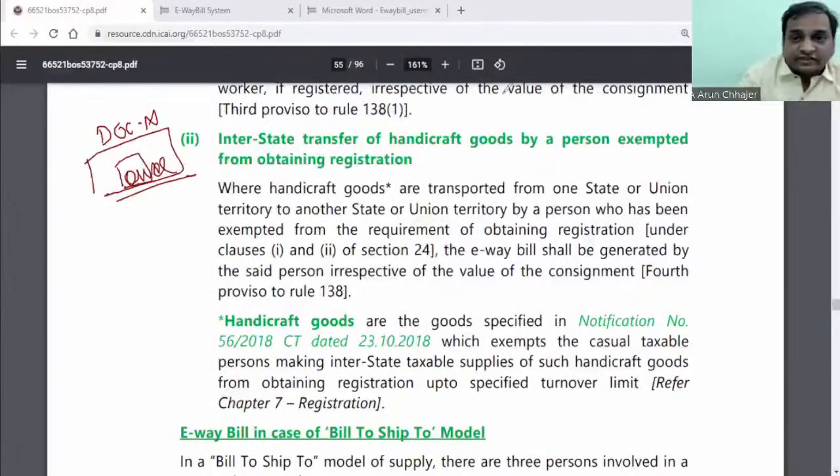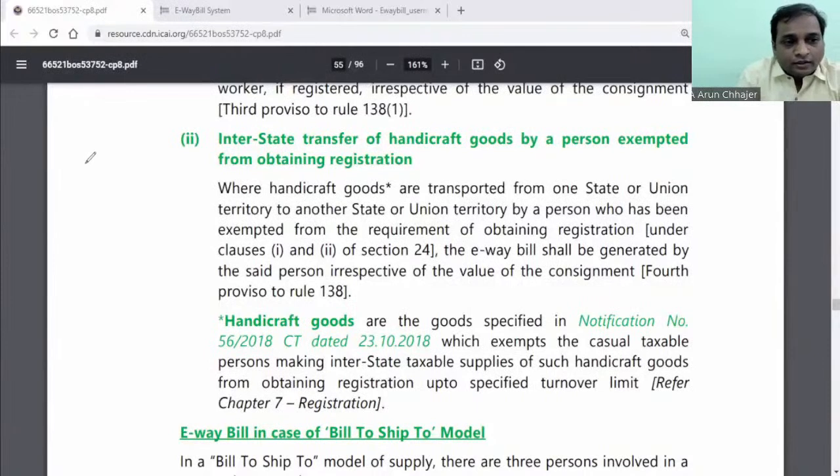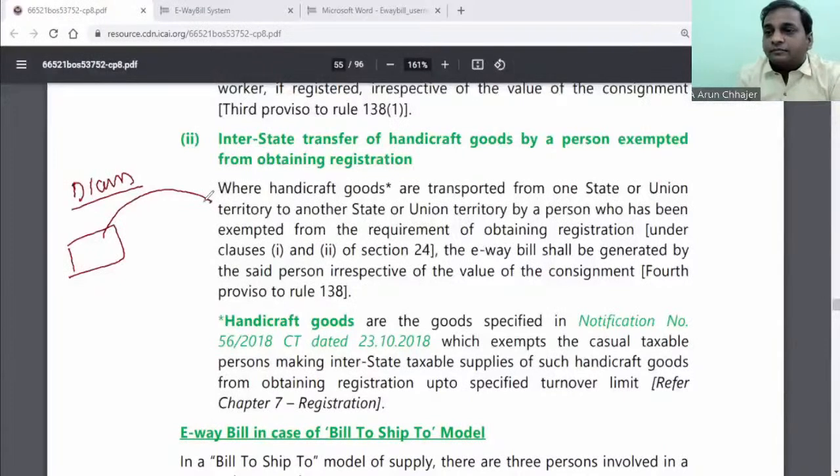Scenario, principal and job worker. Let's talk about the example of diamond. You are the supplier of the diamond, but it needs some alteration, finishing, etc. So when you purchase the raw diamond, you are sending the diamond to your job worker for the purpose of finishing the diamond.